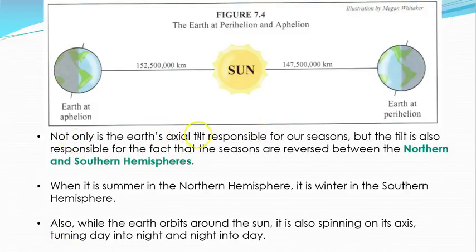Not only is Earth's axial tilt responsible for our seasons, but the tilt is also responsible for the fact that the seasons are reversed between northern and southern hemispheres. So when it's winter in the northern hemisphere, it's summer in the southern hemisphere. Also, while the Earth orbits around the sun, it's also spinning on its axis, turning day into night and night into day.